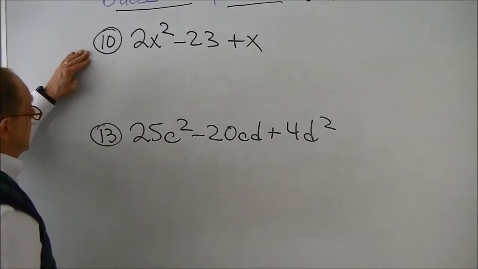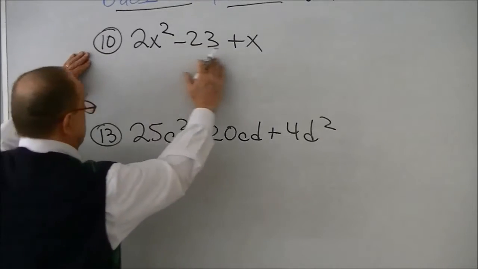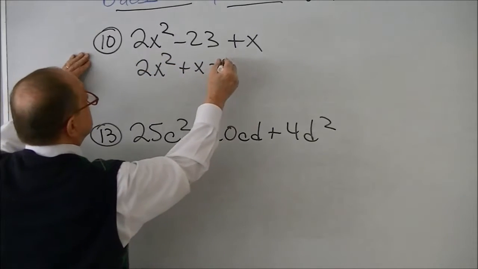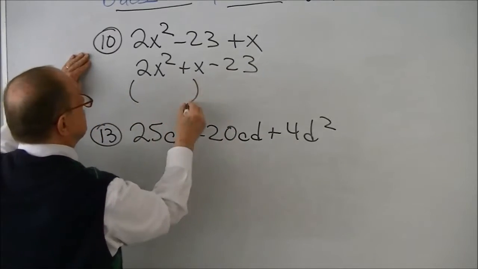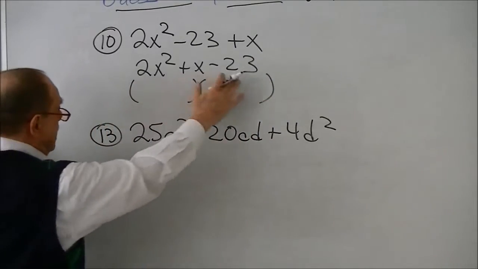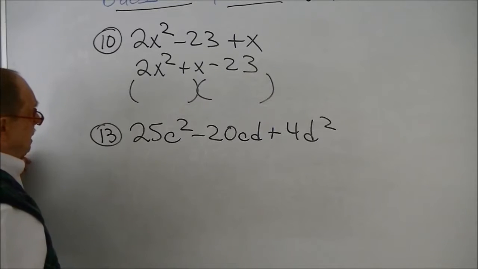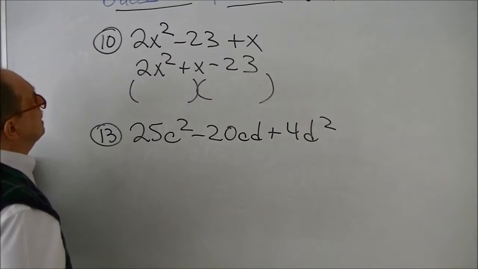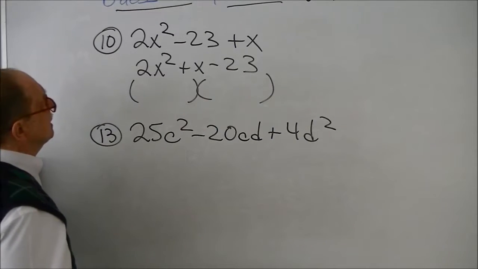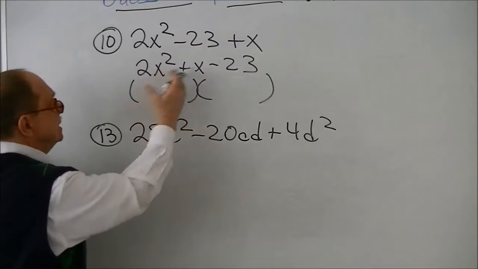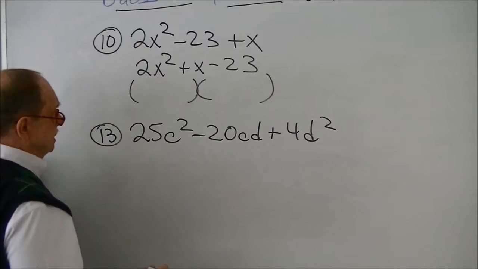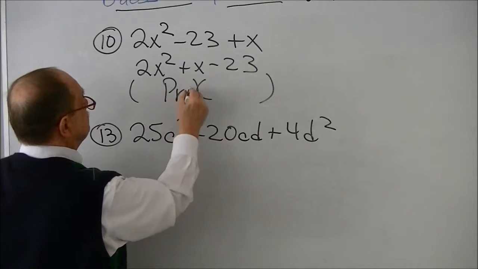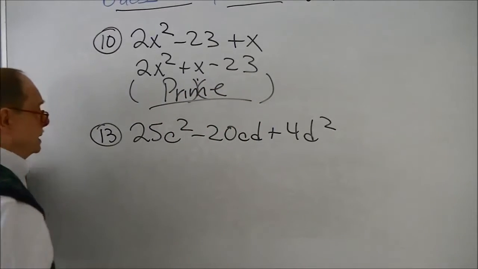As we look at example 10, we see it's not in standard form. There's no common factor. Now 2 is prime and so is 23. So as I look at that, are there going to be any possible combinations? And the answer is no. So this one is prime. That's not factorable.